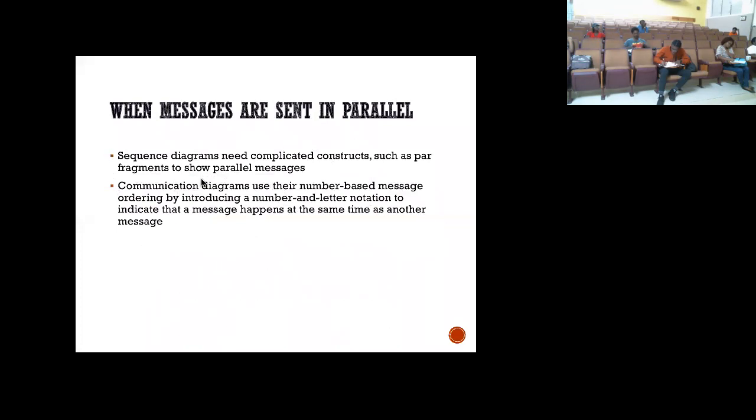When messages are sent in parallel, sequence diagrams need complicated constructs such as par fragments to show parallel messages, loop to show looping, and so on and so forth, right? Communication diagrams use their number-based message ordering by introducing a number and letter notation to indicate that a message happens at the same time as another message. I think this is more complicated. We're using a letter and number combination now.